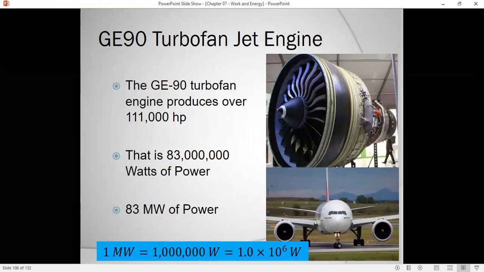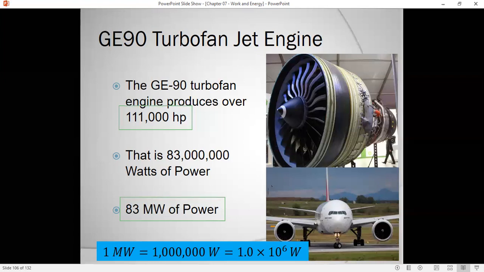Okay, let's go to something else. Oh, back to our GE90 turbofan engine. Must figure I'm obsessed with these things. This has, as you might guess, much higher power. This is a 111,000 horsepower. So really putting those other engines to shame. Or if you want to convert that to megawatts, that's 83 megawatts of power, 83 million watts of mechanical energy.